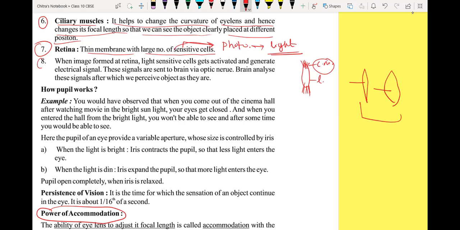Last but not least, when an image forms at the retina, the light sensitive cells get activated and generate electrical signals. These electrical signals are sent to the brain via the optic nerve. The optic nerve carries optical signals from the eye to the brain, and the brain analyzes these signals, after which we perceive the object as it is, upside up and downside down.